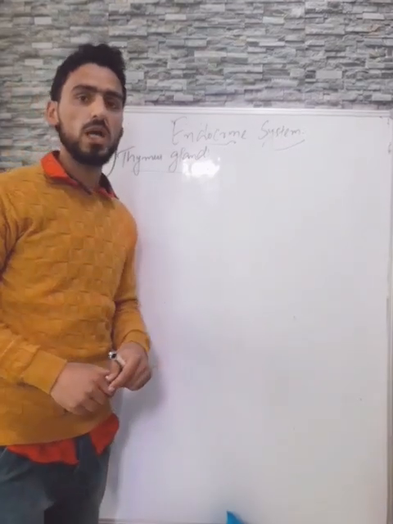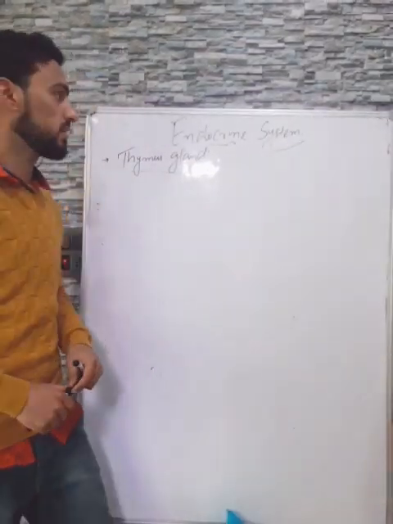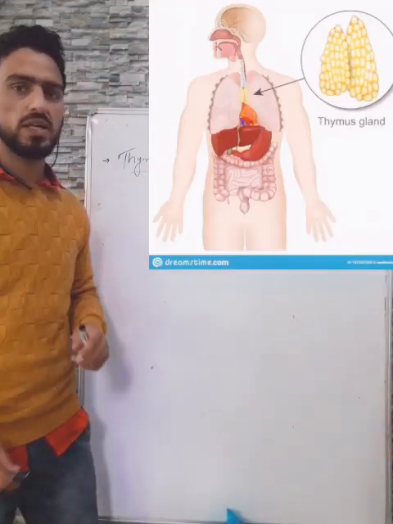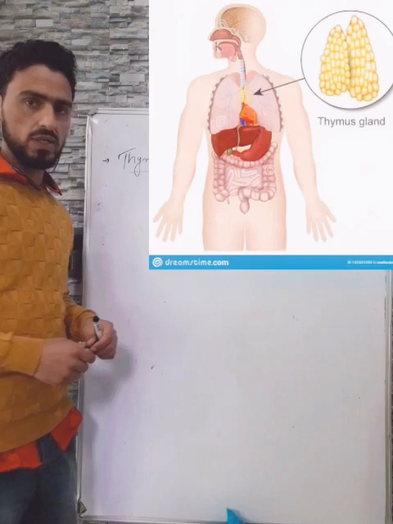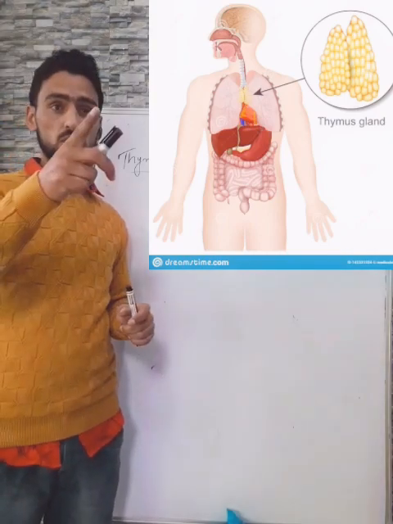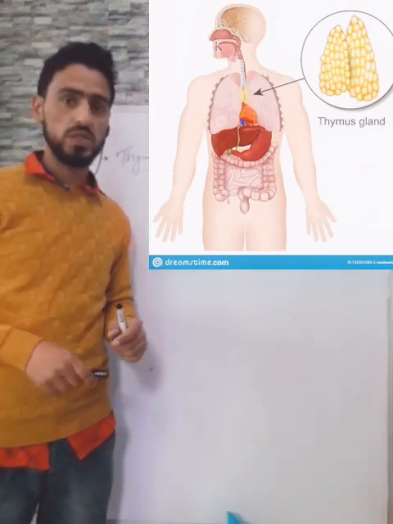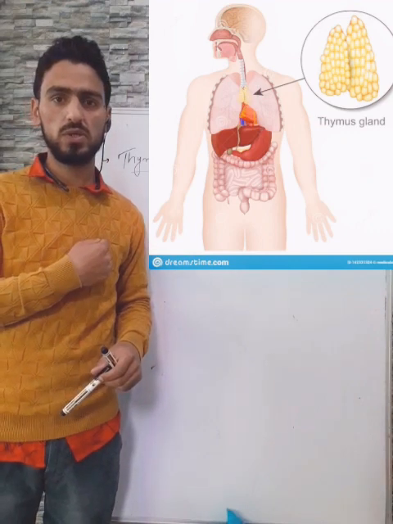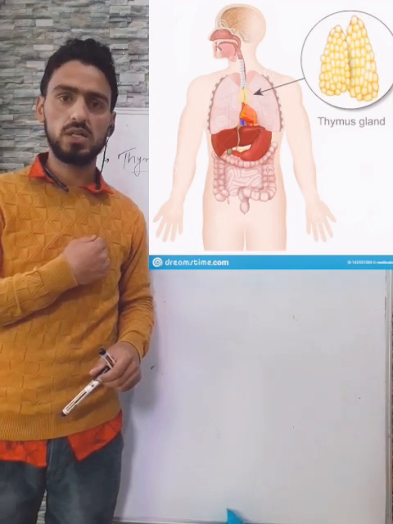Now, the next gland that we are going to study is the thymus gland. This thymus gland is also a bilobed gland, which is appearing on our screen. Its location is near the heart.